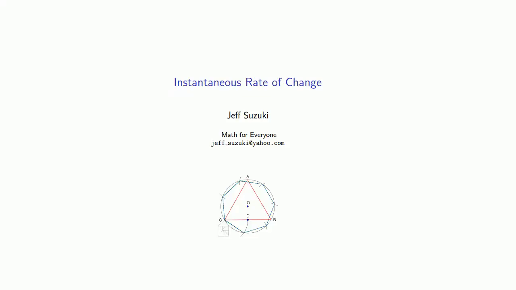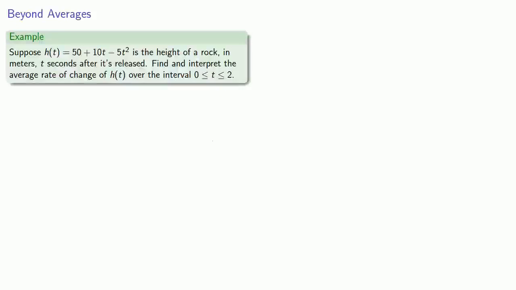Now we'll introduce some calculus through the instantaneous rate of change. The problem is that average rates of change aren't necessarily all that informative. For example, suppose I have a function that gives the height of a rock in meters t seconds after it's released. We want to find and interpret the average rate of change of h of t over the interval 0 to 2.